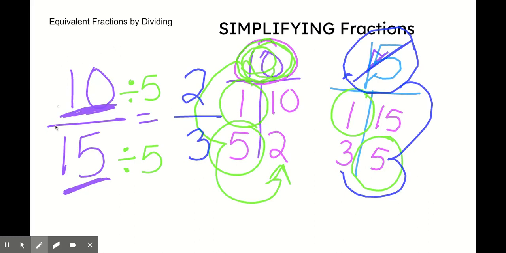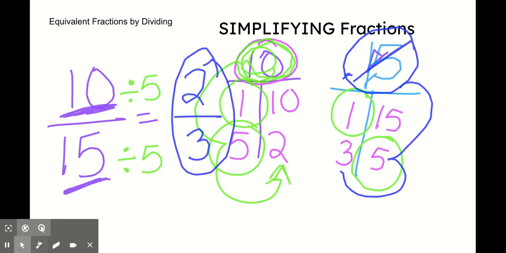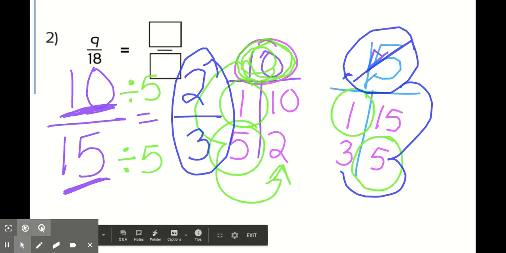And we just simplified our fraction, and this is still an equivalent fraction to 10/15. Okay? Let's do it on some of your homework problems that you have.